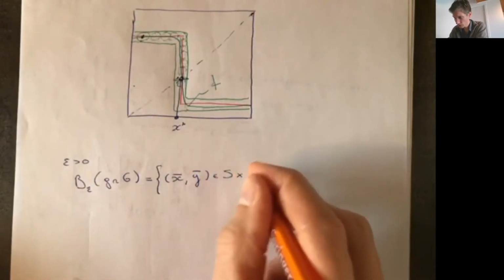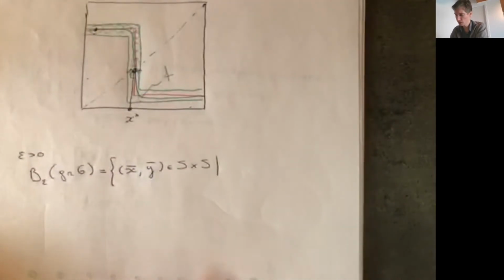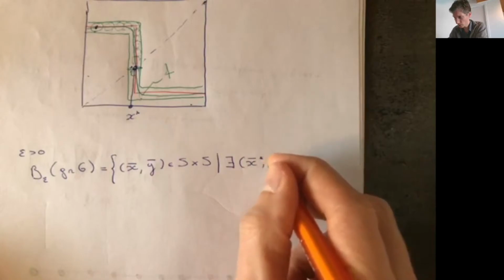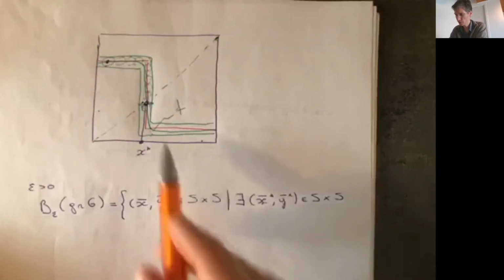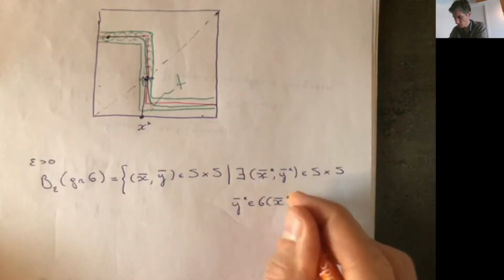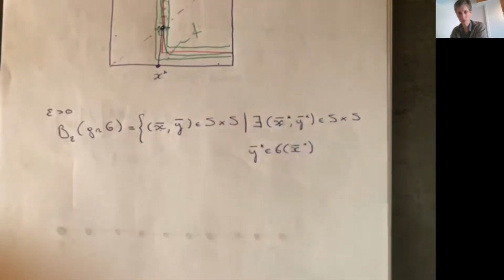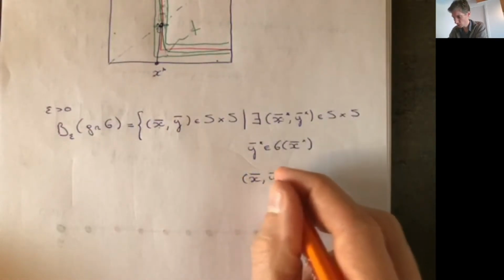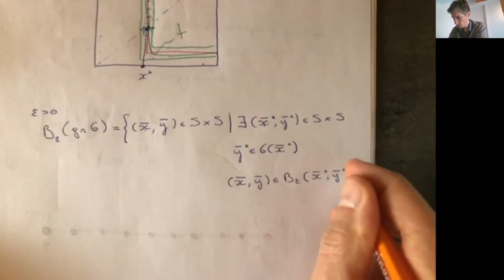Okay, so it's an s times s. Because this maps from s to s, there exists, let me call it, an x star and a y star in s times s such that this is in the graph, which means that y star is in G of x star. And if I look at the distance between this point and this point, it's smaller than epsilon. So you can say that x, y is in the ball of radius epsilon around x star, y star.